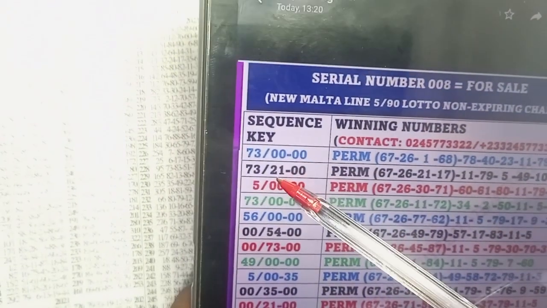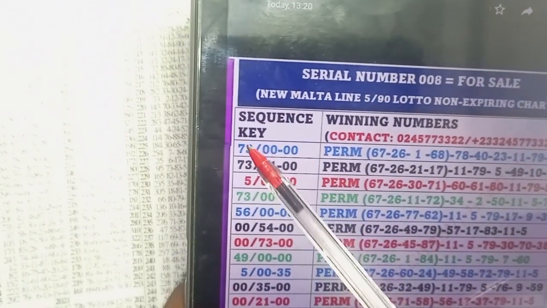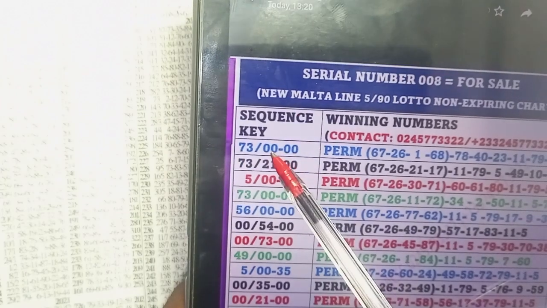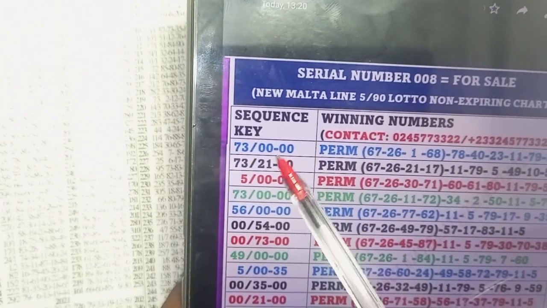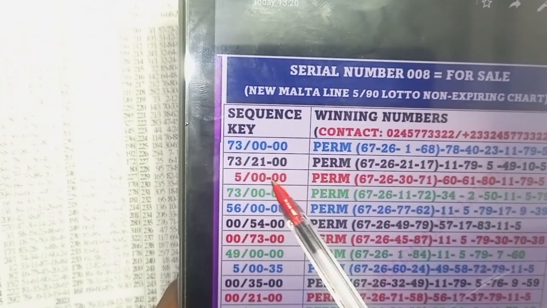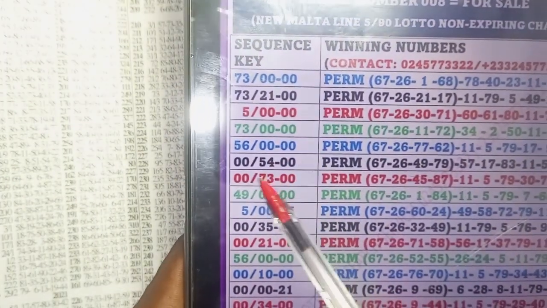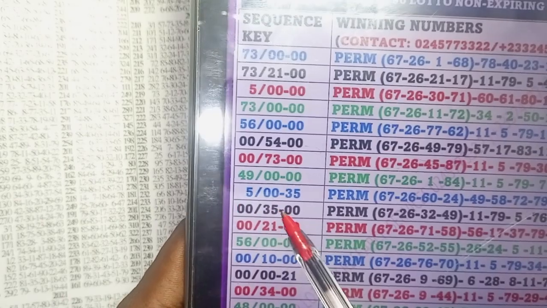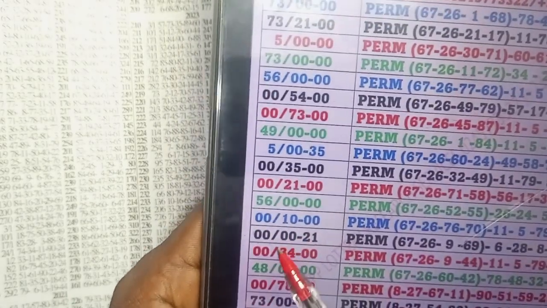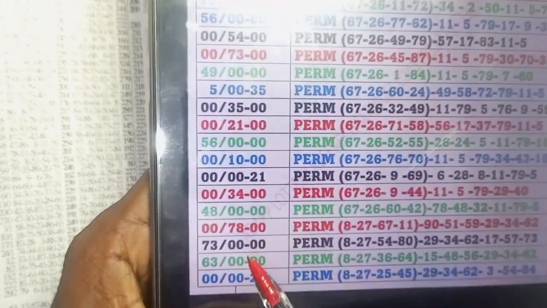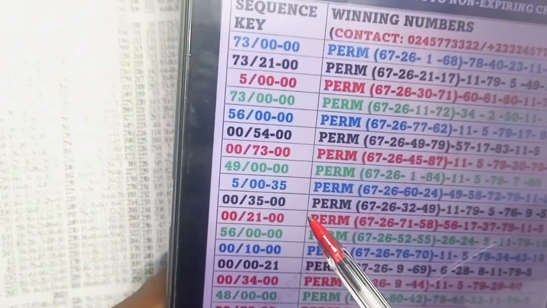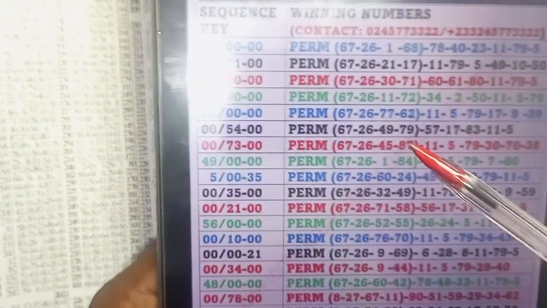Alright, so this chart, this is the sequence key, these are the keys. But where we have 00 is because I don't want to leak it. So when you get access to the full chart, you'll get to know all the set of numbers that represent the 000 portion, to make it complete for you. And I will explain to you how to use it. Very strong chart indeed.